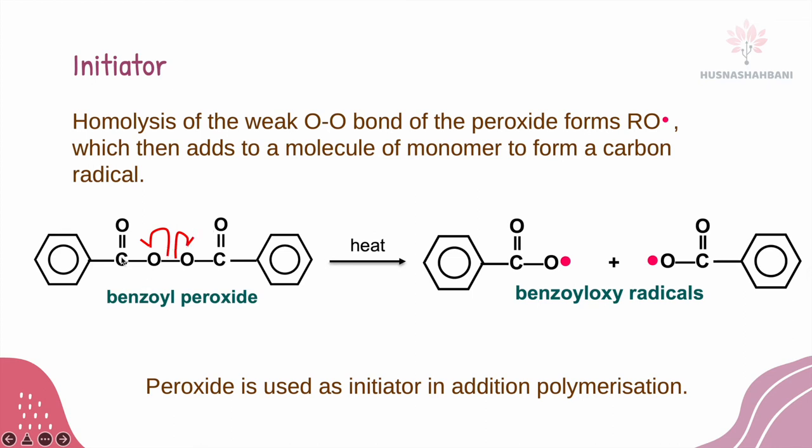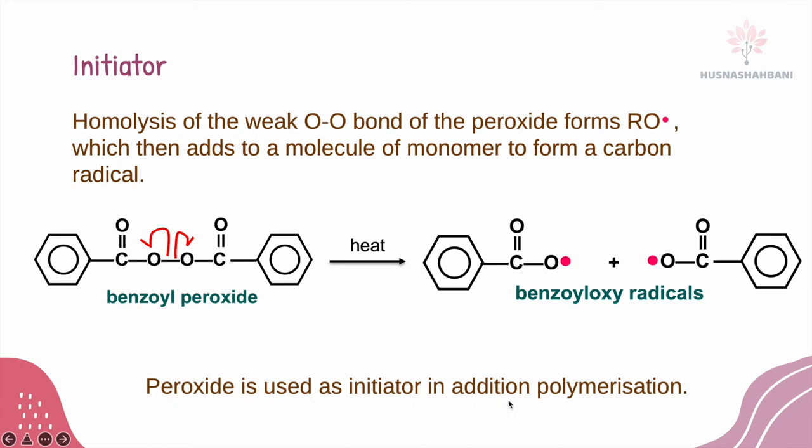So this is benzoyl peroxide, the initiator. We use peroxide as initiator, with an O single bond O of the same electronegativity. One electron from the single bond is given to this O, and one more electron is given to the other O. It will produce the radical, C single bond O radical. One radical, another radical. You call them benzoyloxy radicals. The characteristic of a radical is that it is very, very reactive. Radicals are extremely reactive.